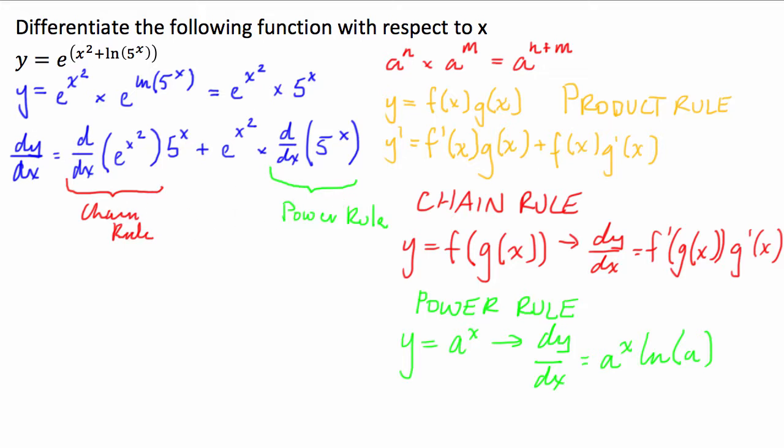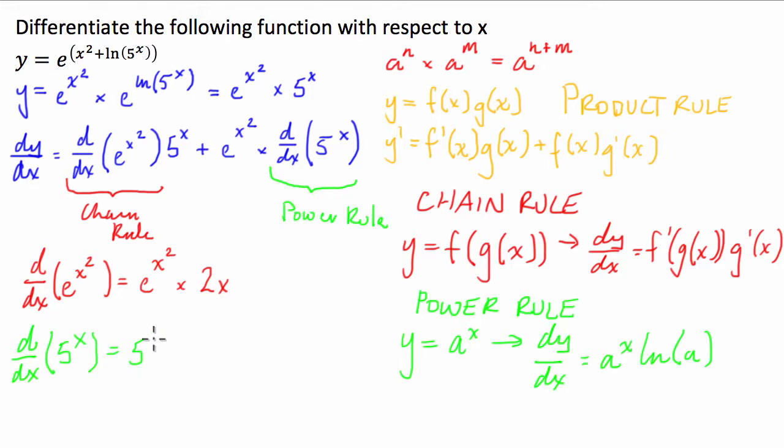We'll differentiate these two things separately. So the derivative of e to the power of x squared, what we're going to do is differentiate the outside function, which is just e. So that's itself. So d/dx of e to the power of x squared is going to be equal to e to the power of x squared times the derivative of the inside function, which is x squared. So that's just going to be times by 2x. Cool. Now let's do our power rule. So we have d/dx of 5 to the power of x. So this is going to be equal to 5 to the power of x times by ln of 5.